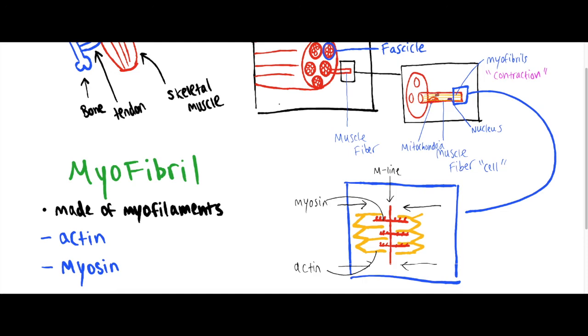So really, it all starts with the myofibrils, which are composed of these myosin and actin myofilaments. This was just a brief overview of skeletal muscle organization, and I hope this helped you. Thank you for watching. Goodbye.